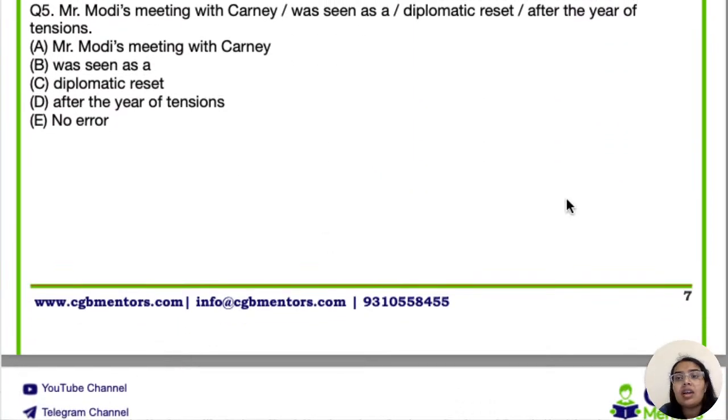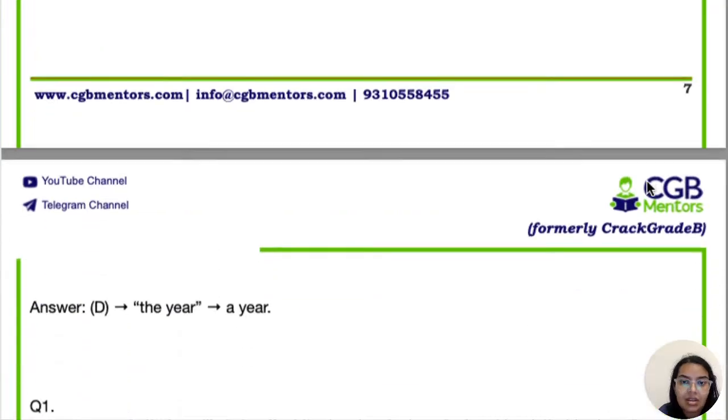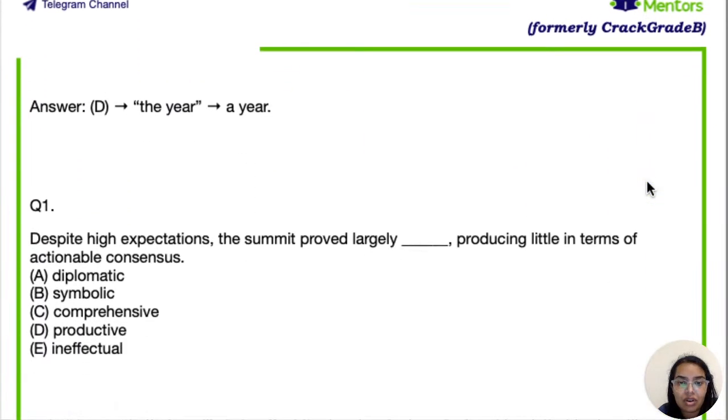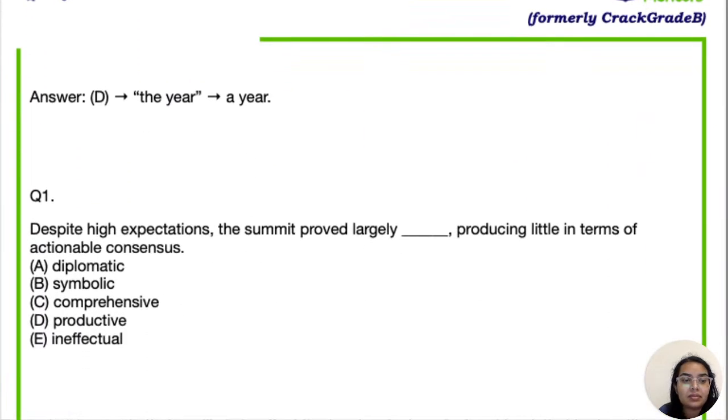We are not talking about the only year or a specific unique year of tensions, okay? And hence the is not required. You can do years of tensions. Since we don't have specific information on whether there were many years or just one year, you can even go for years, but of course, the year will not come.